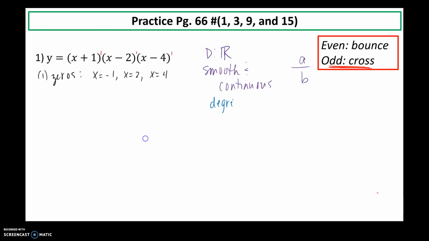Oops, went right ahead. The degree of the polynomial is 3. The degree simply comes from adding up the degree, the exponent of each individual factor. So the degree is 3. My lead coefficient, we know if a number is not written, it's known to be 1. So my lead coefficient is positive.